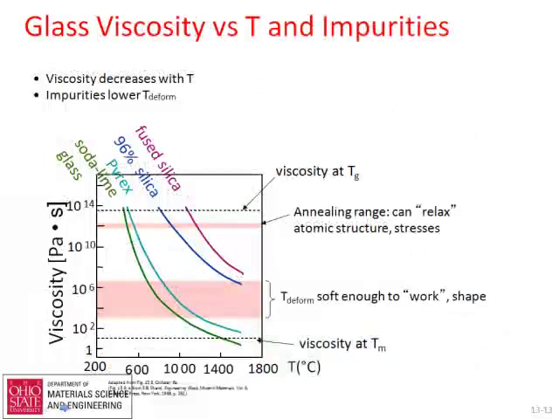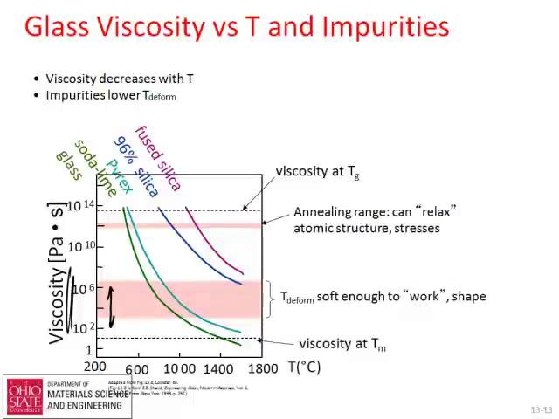So here's glass viscosity versus temperature, with various impurities. This is fused silica, basically pure silica. And here what I'm plotting is viscosity, again on our friend the logarithmic scale. You can see there are four orders of magnitude between each of these. So going from one end of that arrow to the other, it's a factor of 10,000 that you're getting. So huge changes in viscosity are indicated by that.